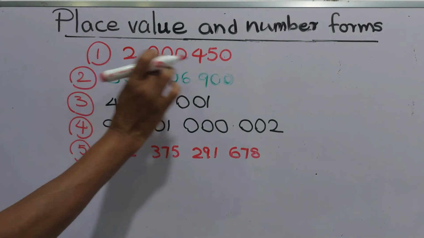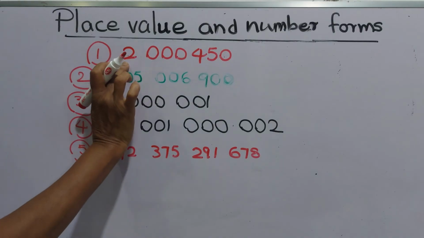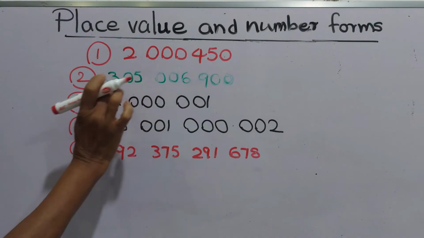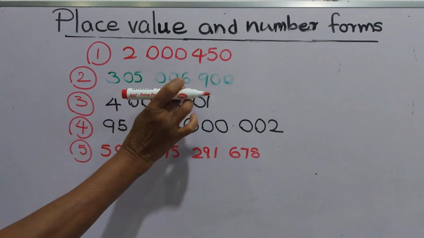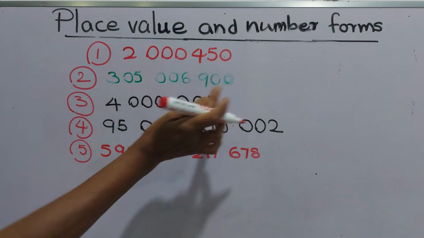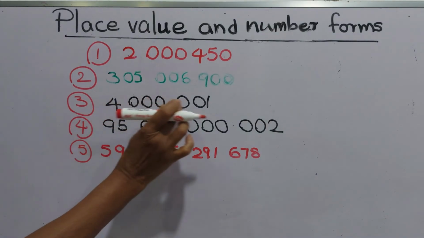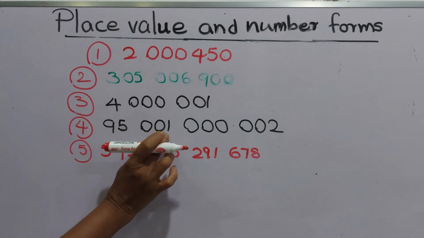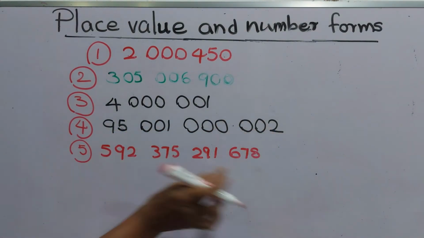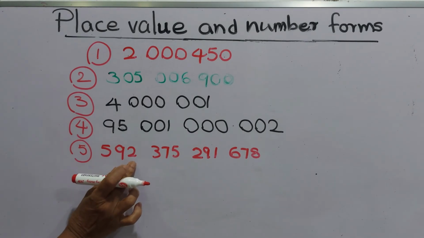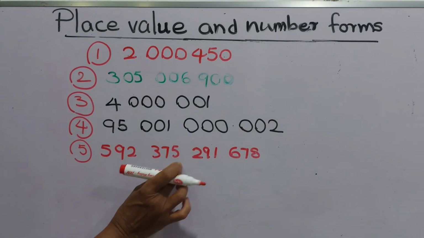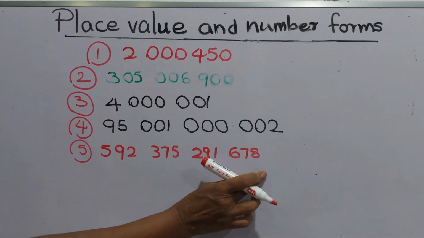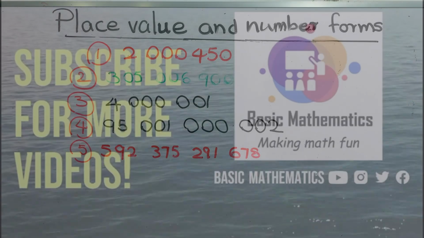Shall we move to the first one again? 2,450,000. Here also the same. 305,006,900. Third one, 4 million and 1. Next one, 95 billion, 1 million and 2. Next one, 592 billion, 375 million, 291,678.